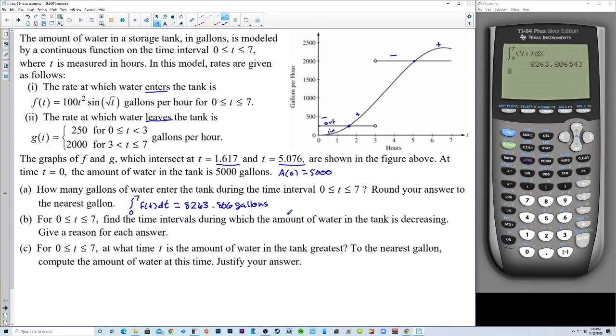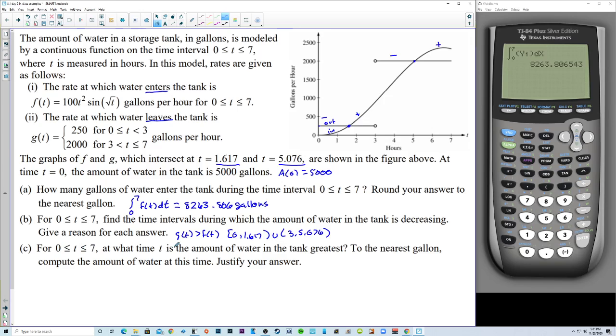So find the time decreasing. So the overall rate is decreasing. We can say that g of t is greater than f of t from 0 to, excuse me, 0 to that 1.617. And then they switch again, negative is more than positive, or out's more than in, from 3 to 5.076.